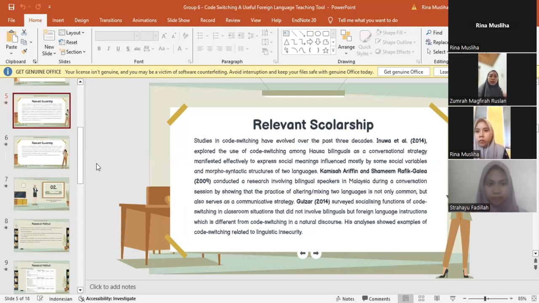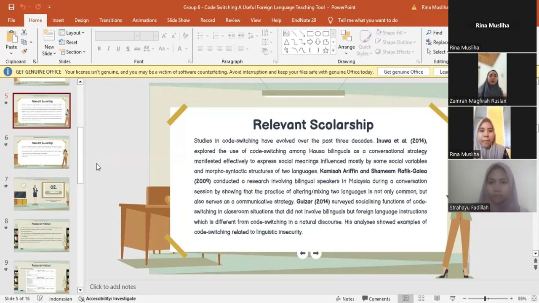And then the second one is Kamisa Arifin and Shahim Rafiq Galia in 2009, who conducted research involving bilingual speakers in Malaysia during a conversation session, showing that the practice of altering or mixing 2 languages is not only common, but also serves as a communicative strategy.